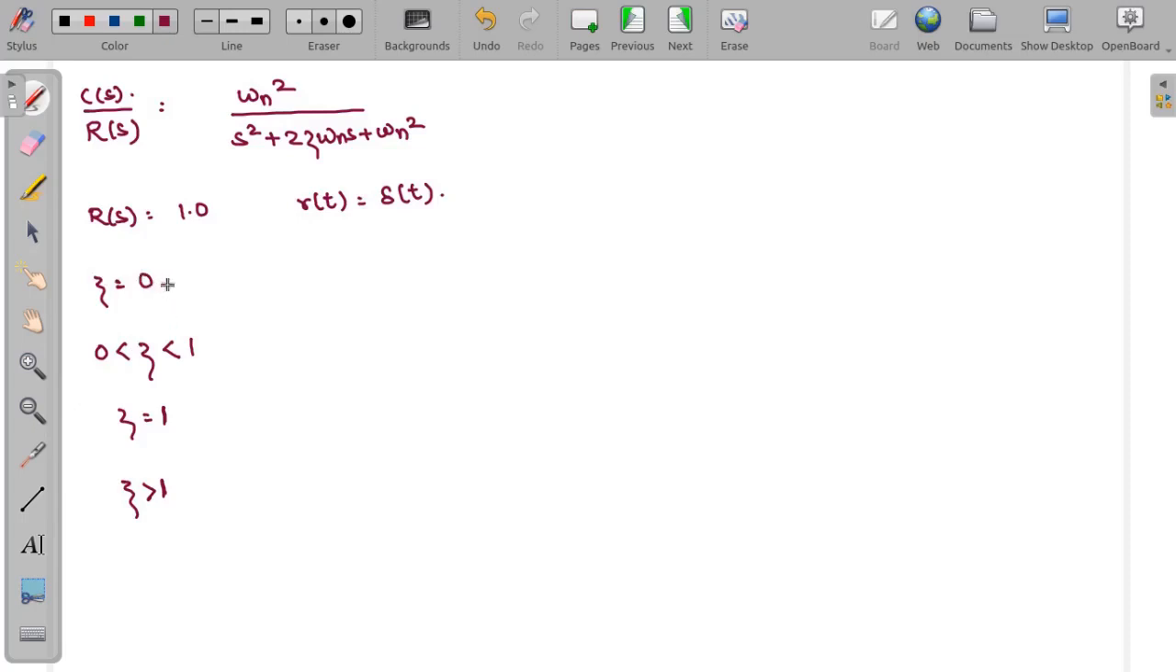So if zeta equals 0, we call this marginally stable. For marginally stable, let me draw the poles also over here.